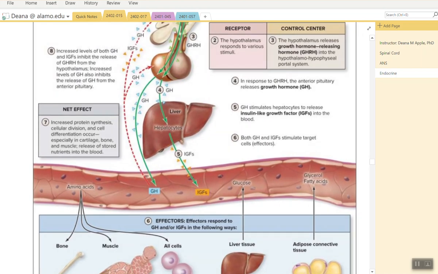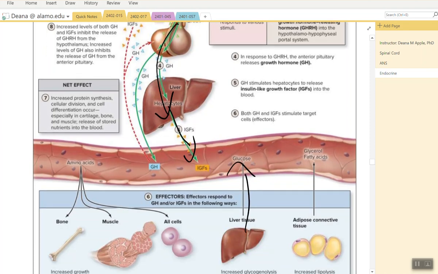So here we're releasing growth hormone, releasing IGFs. They're going into the blood. We're trying to get more glucose from glycogen stored in the liver. We're getting fatty acids dumped from adipose tissue. We are moving amino acids into our tissues, primarily our musculoskeletal tissues, because we're in a growth phase. We're trying to get those tissues to grow.